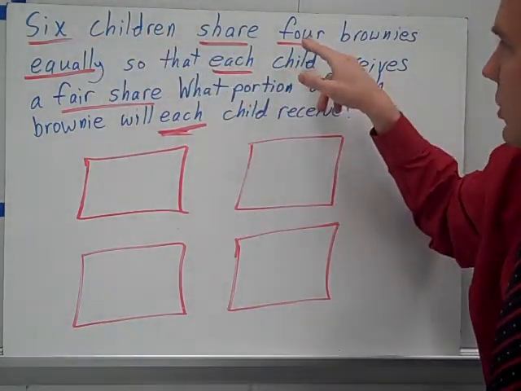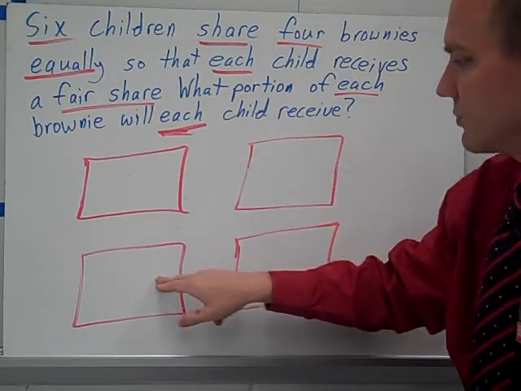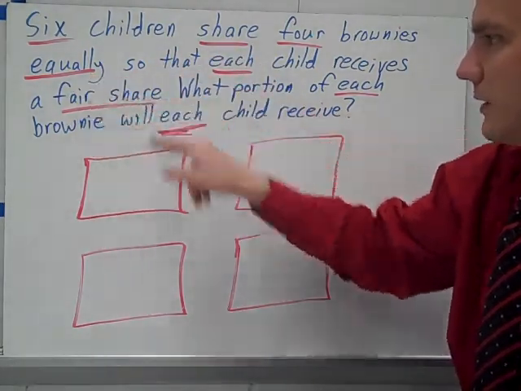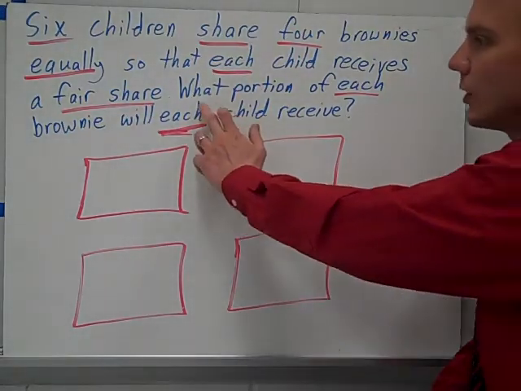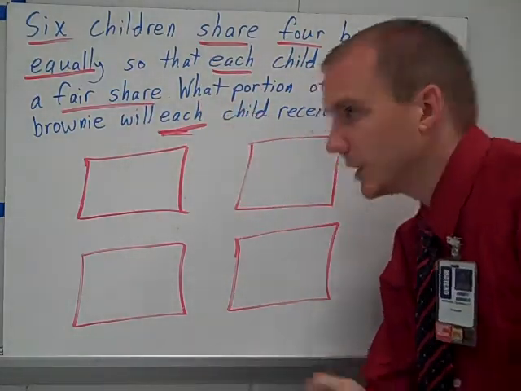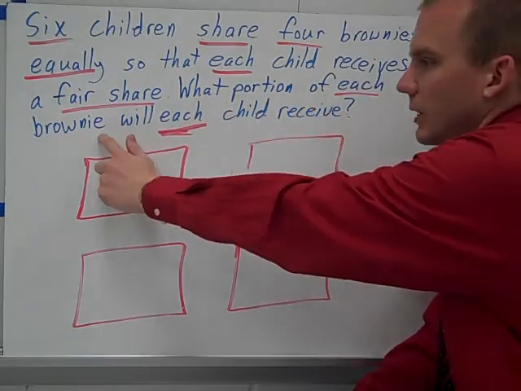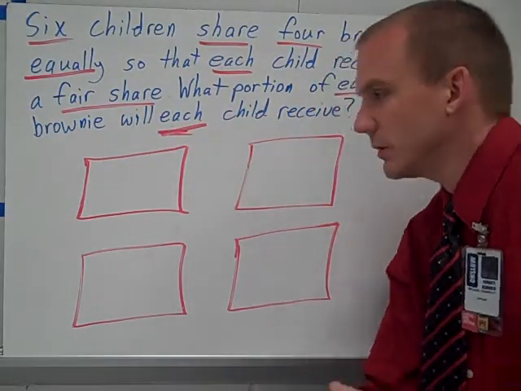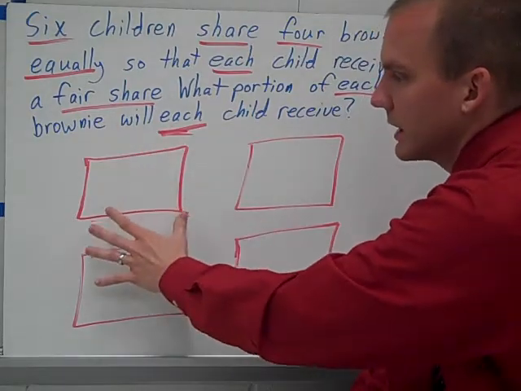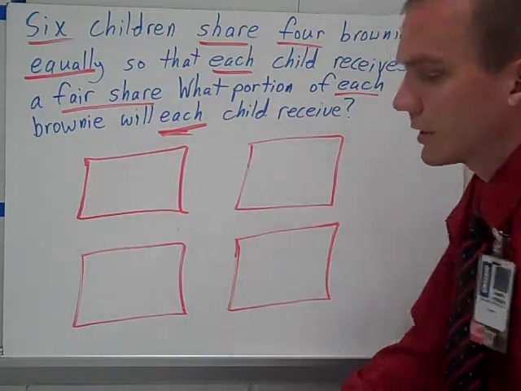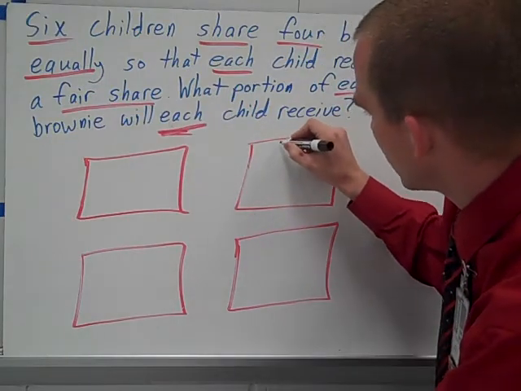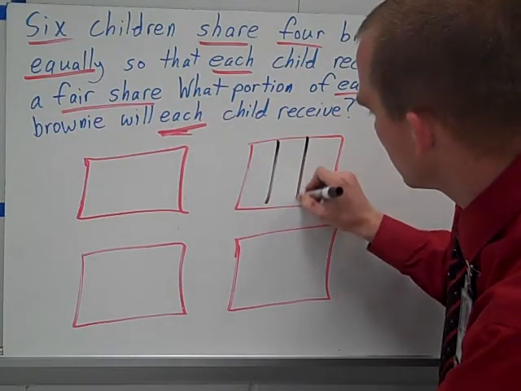We have 6 children, 4. I have my 4 brownies drawn. I want to share equally. That's another way to say fair share. The question, pay careful attention, says what portion of each brownie will each child receive? So now I have a question, and it's only talking about one of the brownies. It's saying of each brownie, how much will one kid get? Well, there's 6. So if I take the brownies, and I would just split them up into 6.